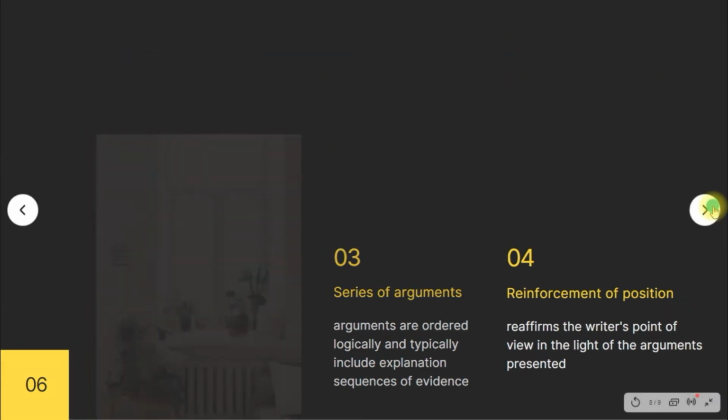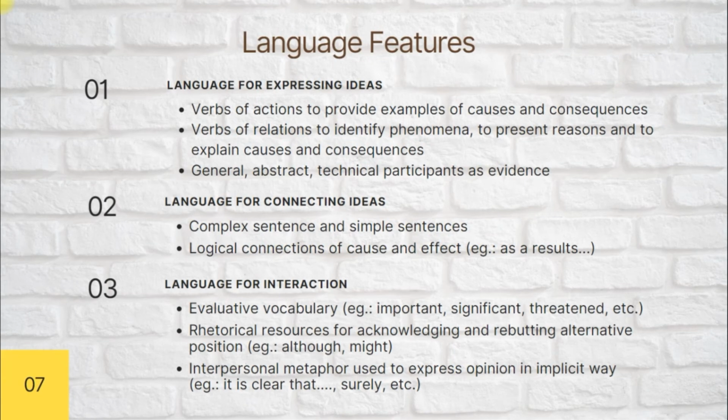The next element of text type is the language features of the text. And here are the features. Various verbs are used, mainly action and relational verbs. In the example text, we can find some action verbs such as interact, use, invent, and so on. Another verb frequently used is relational verbs, to identify phenomena, to present reasons and to explain causes and consequences. These verbs are realized mainly in the forms of linking verbs such as to be, remain, become, seem, and so on.